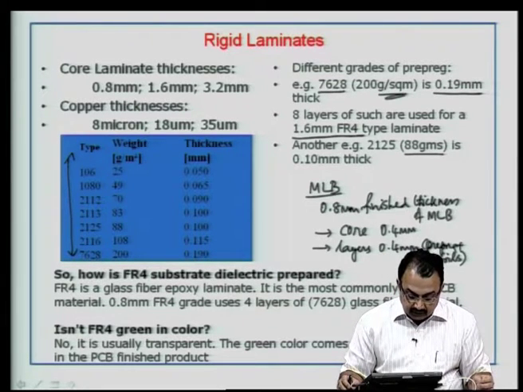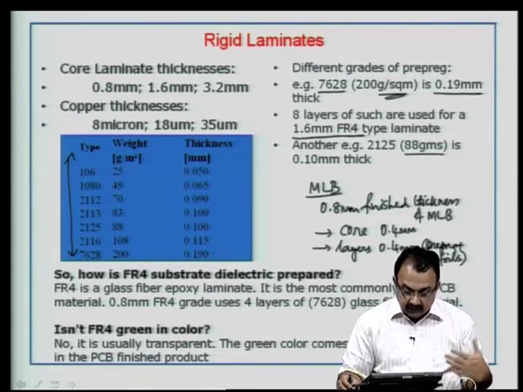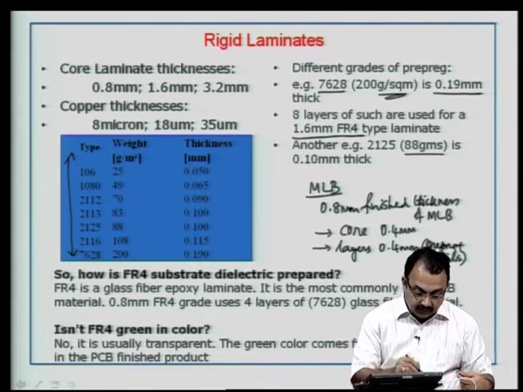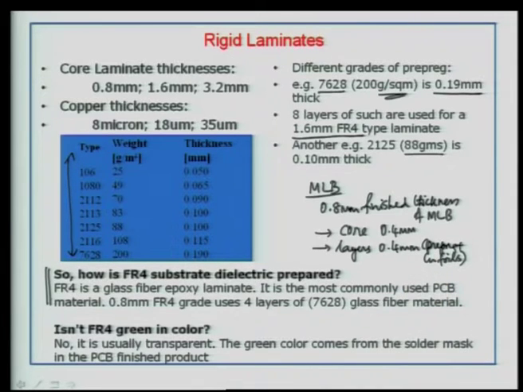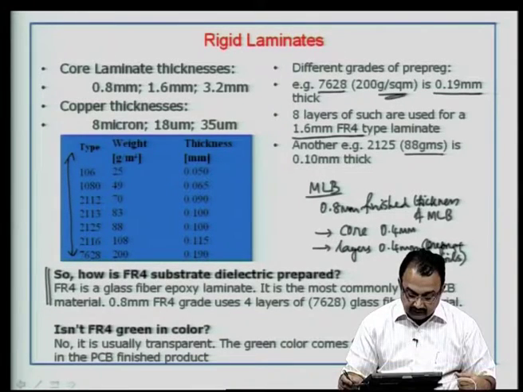Now, the question is, so how is FR4 substrate dielectric prepared? We have seen FR4. I want to re-emphasize that it is a glass fiber epoxy laminate, most commonly used PCB material. 0.8 mm FR4 grade uses 4 layers of glass fiber material. Now, is FR4 green in color? Because I have shown you various samples over the last few lectures.